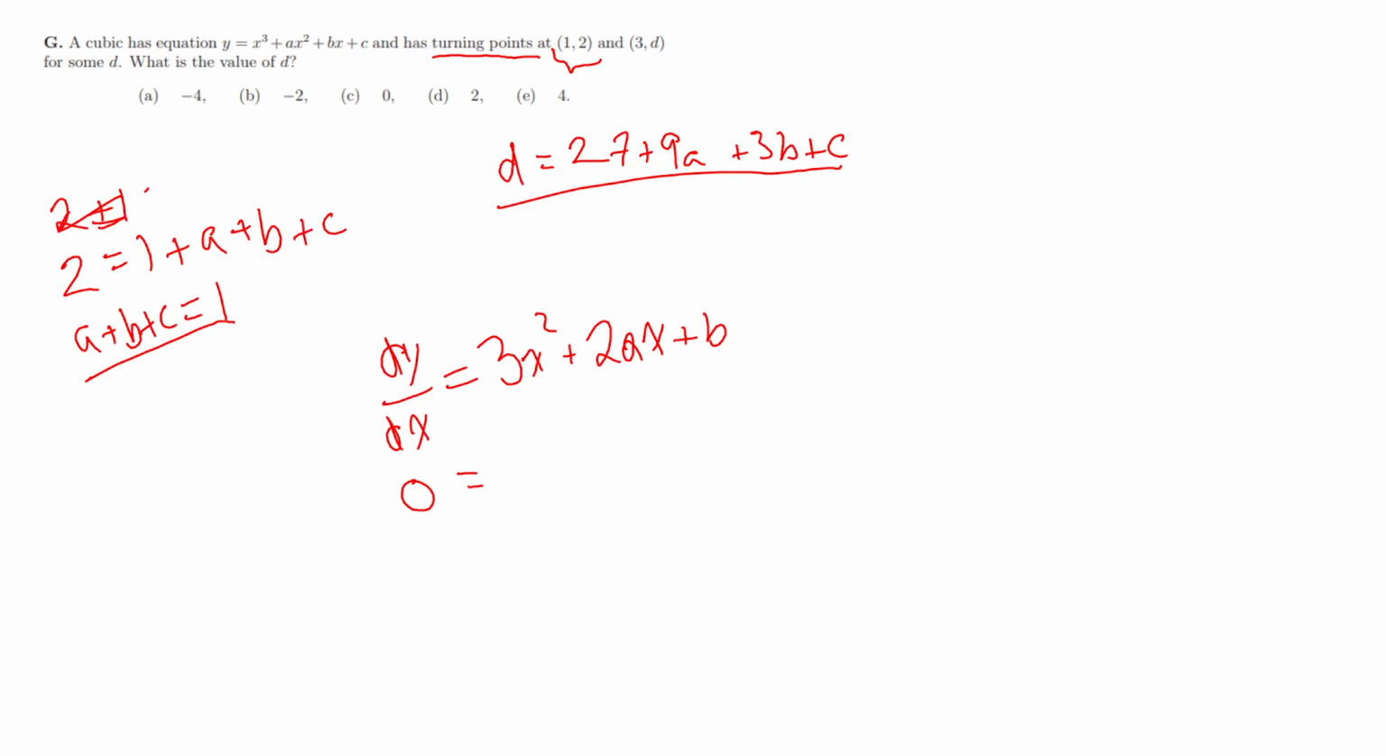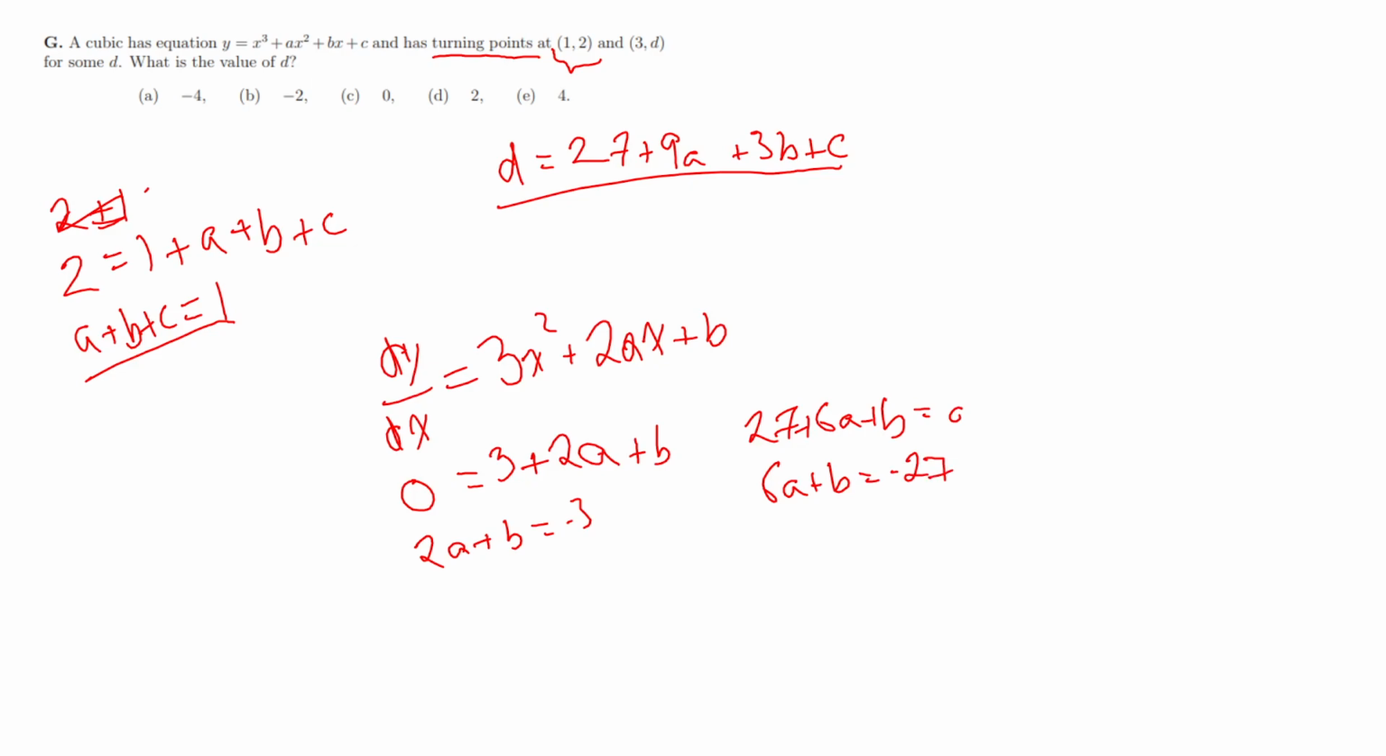So we can plug in our 1 and 3. At this point we're only really interested in the x values because we don't have a y, we only have things in terms of x. So we have 3 plus 2a plus b equals 0. So we can say that 2a plus b equals minus 3. And then we can use our 3. So we can say that 27 plus 6a plus b equals 0. We can say that 6a plus b equals minus 27.